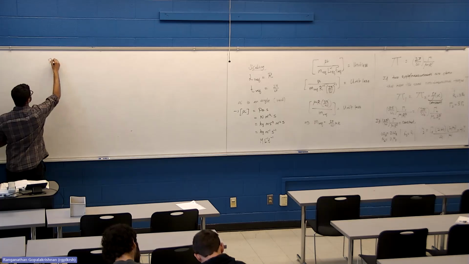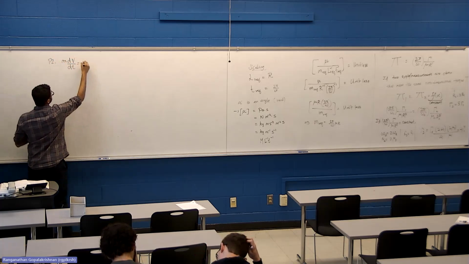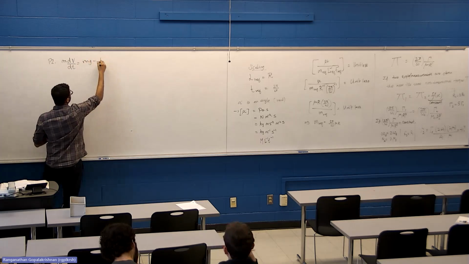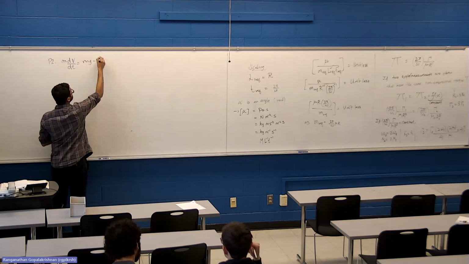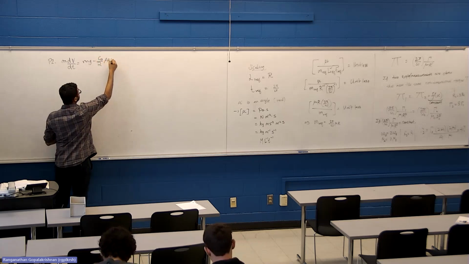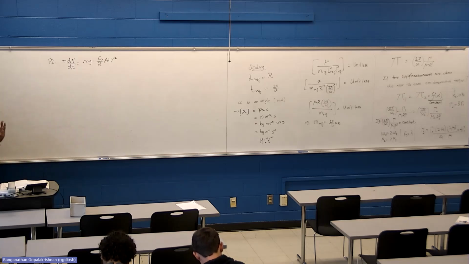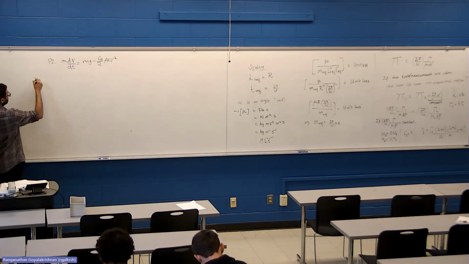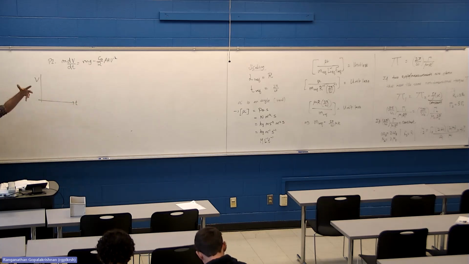So problem 2, m dv/dt equals mg minus cd over 2 times rho a v squared. Okay, so she has calculated velocity as a function of time, something like in your experiment, except this is a dropping ball. And we want to plot the velocity and time in dimensionless form.